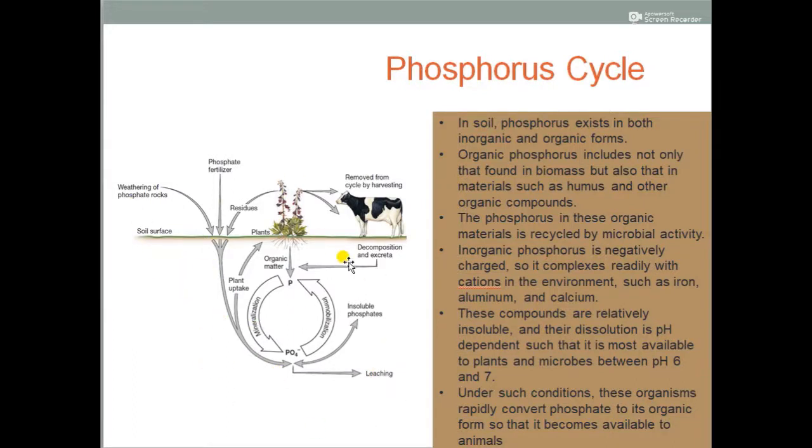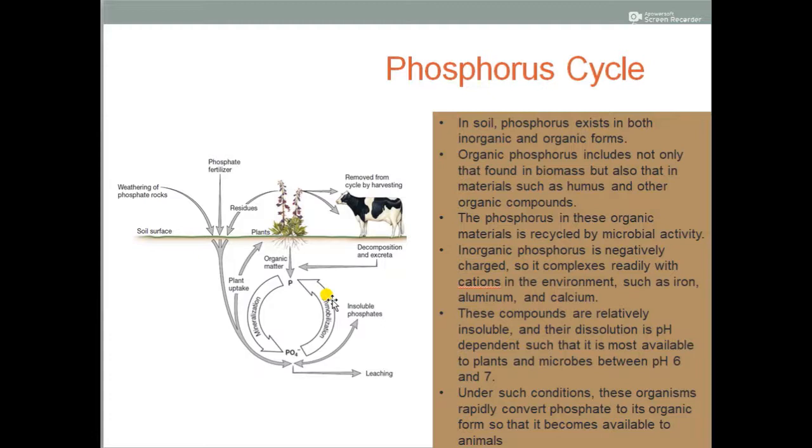And within the soil, it can occur either in the inorganic form, as we see here, or it can be formed as organic forms. Now, organic phosphorus might be present not only in the biomass, but also in certain other materials such as humus and other organic compounds found in the soil. And the phosphorus in these organic materials is recycled by microbial activity.